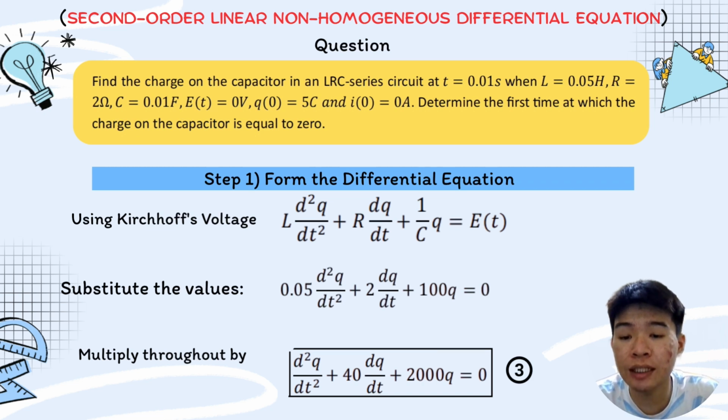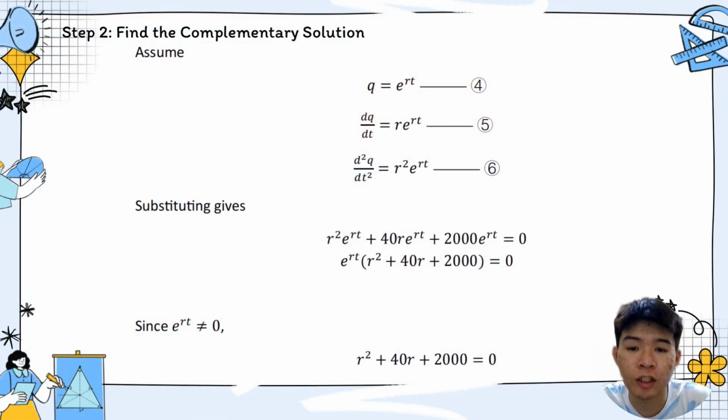So by using Kirchhoff's voltage law, L d²q/dt² plus R dq/dt plus 1/C q equals E(t). Next we substitute the values into our equation, and then we multiply the whole equation by 20. Okay, so step 2 is to find the complementary solution.